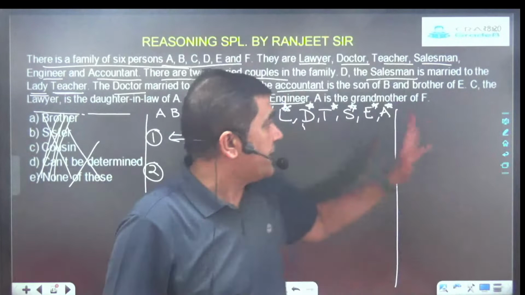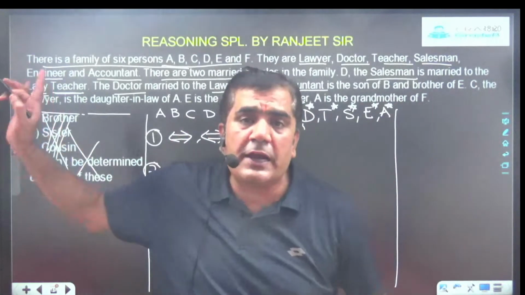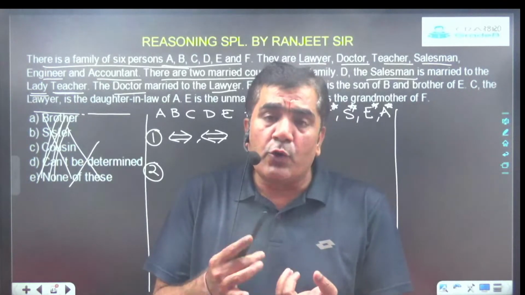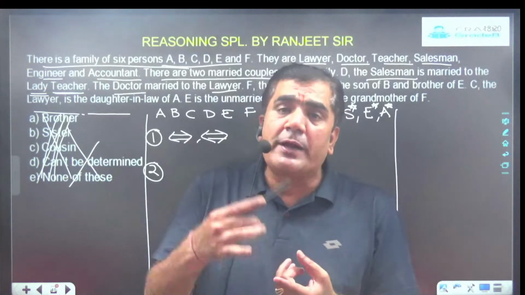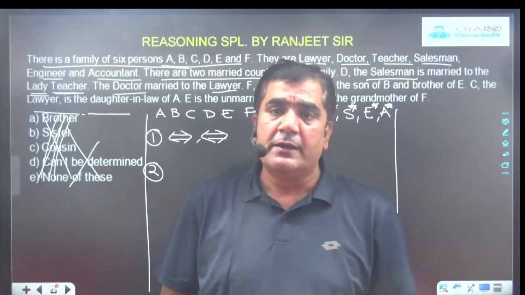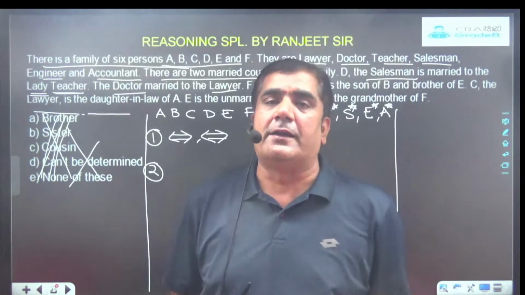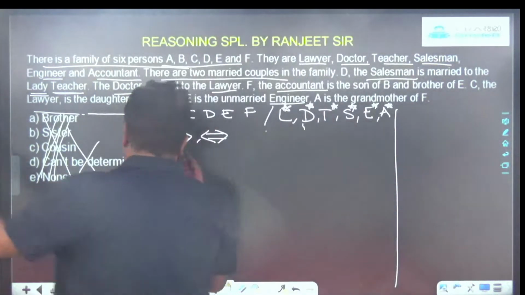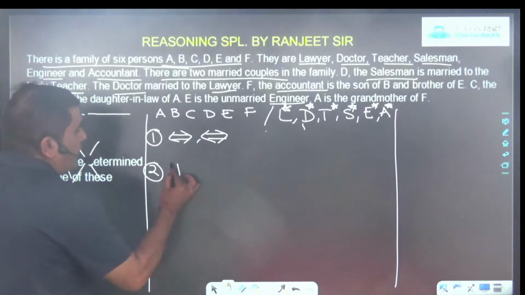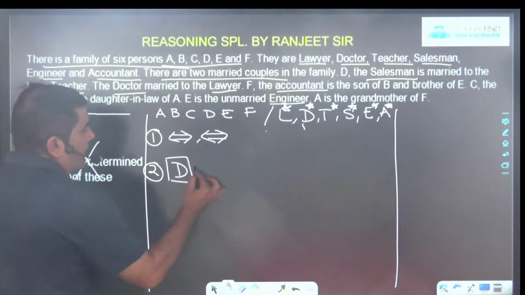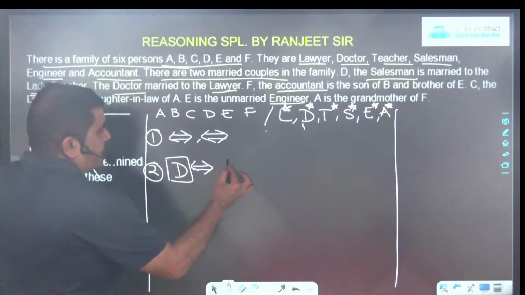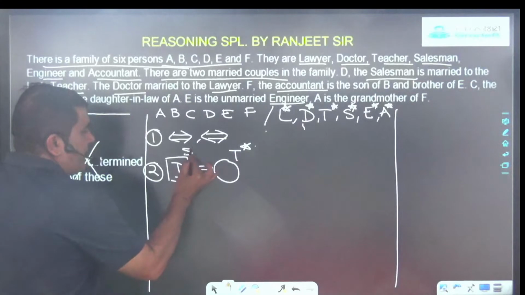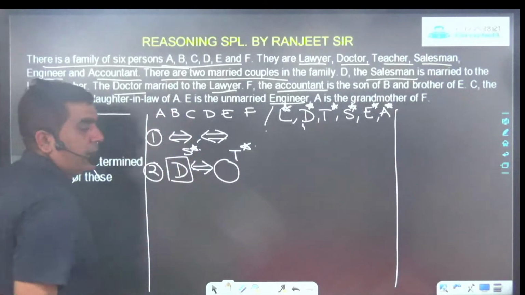See here they have given D the salesman is married to a lady teacher. So what I can conclude is D who is the salesman is married to a teacher who is a female. It means what? As D is married to a female, D must be male. So I can say D who is male is married to a lady teacher, a female who is a teacher, and D is given to be salesman. Clear?